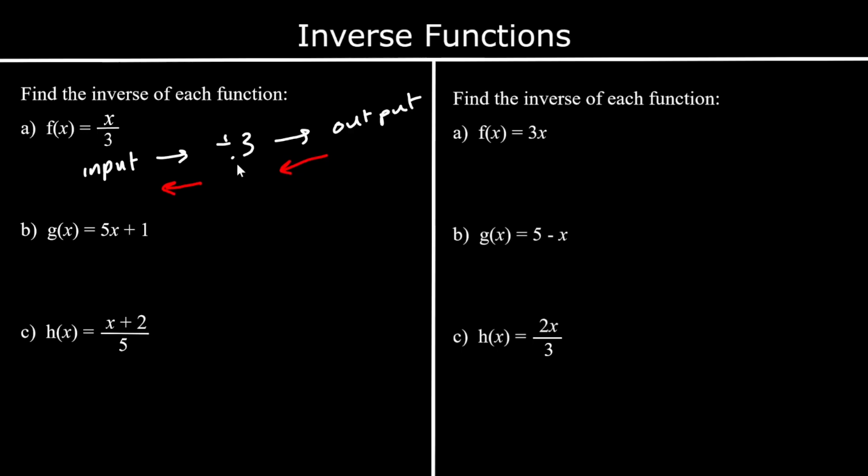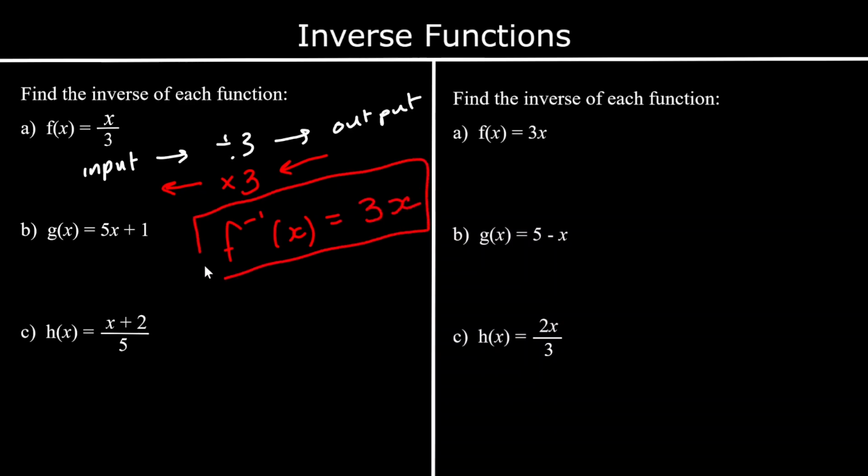So the opposite of dividing by 3 is going to be multiplying by 3. So the inverse function, and the notation we use, is f minus 1 of x. The inverse function is going to be 3x. So this function is the opposite of our original function.